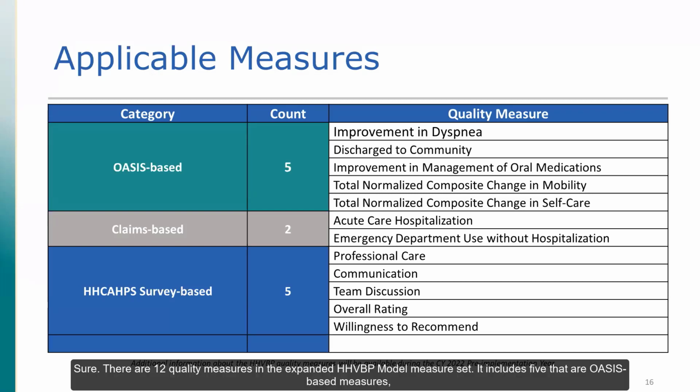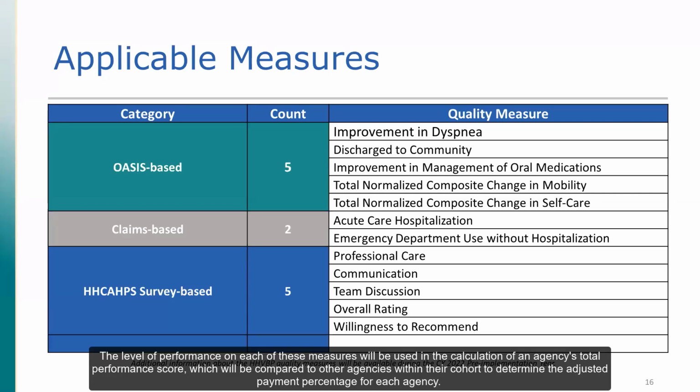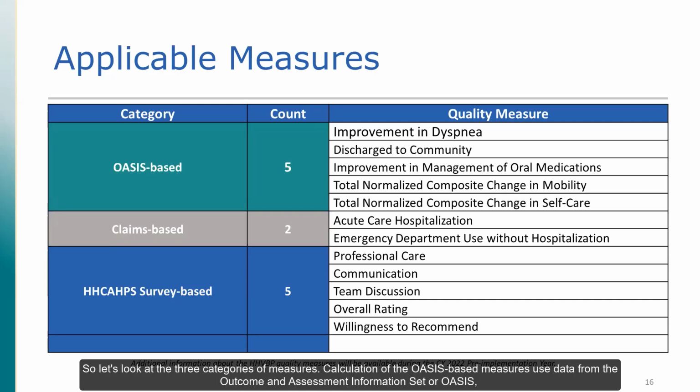Sure. There's 12 quality measures in the expanded HHVBP model measure set. It includes 5 that are OASIS-based measures, 2 that are claims-based measures, and 5 components of the HHCAHPS survey-based measure. And CMS may consider additional quality measures for the expanded HHVBP model through future rulemaking. The level of performance on each of these measures will be used in the calculation of an agency's total performance score, which will be compared to other agencies within their cohort to determine the adjusted payment percentage for each agency. So let's look at the 3 categories of measures.